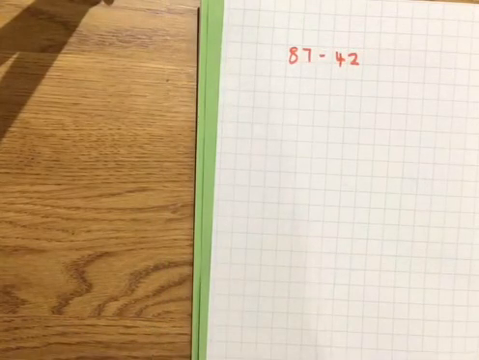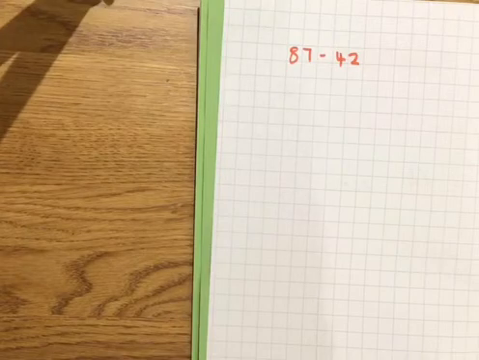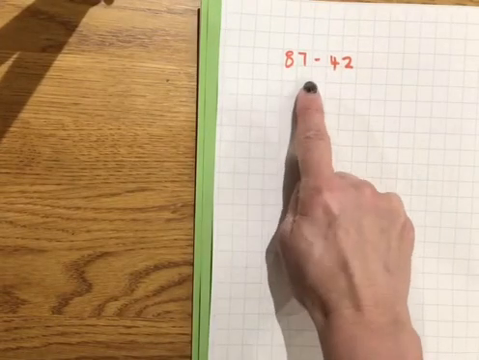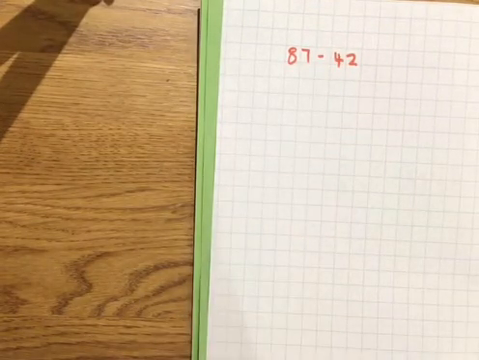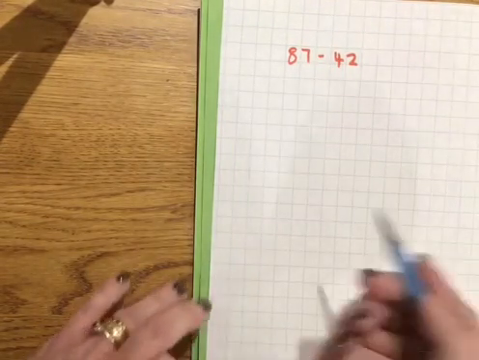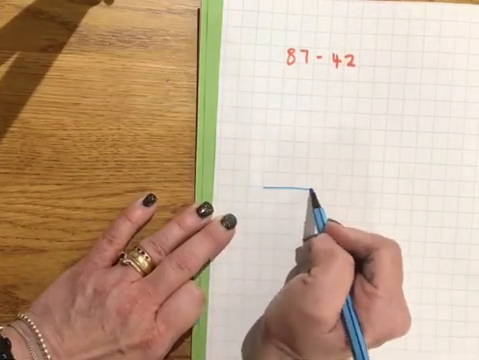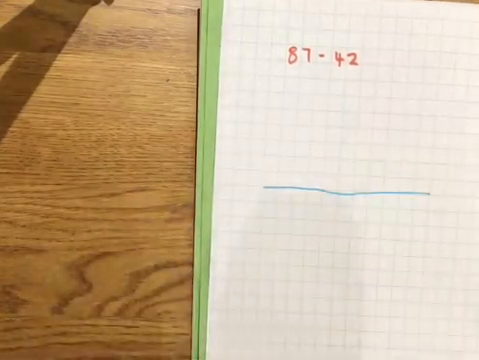Well done children, you're working really hard. So now we're going to move on to the next method, which is subtraction on a number line. And I have here 87 subtract 42. So I'm going to draw a number line, and I'm going to draw my number line quite a long way down my page. So here is my number line. You can use a ruler if you want to, but you don't have to.